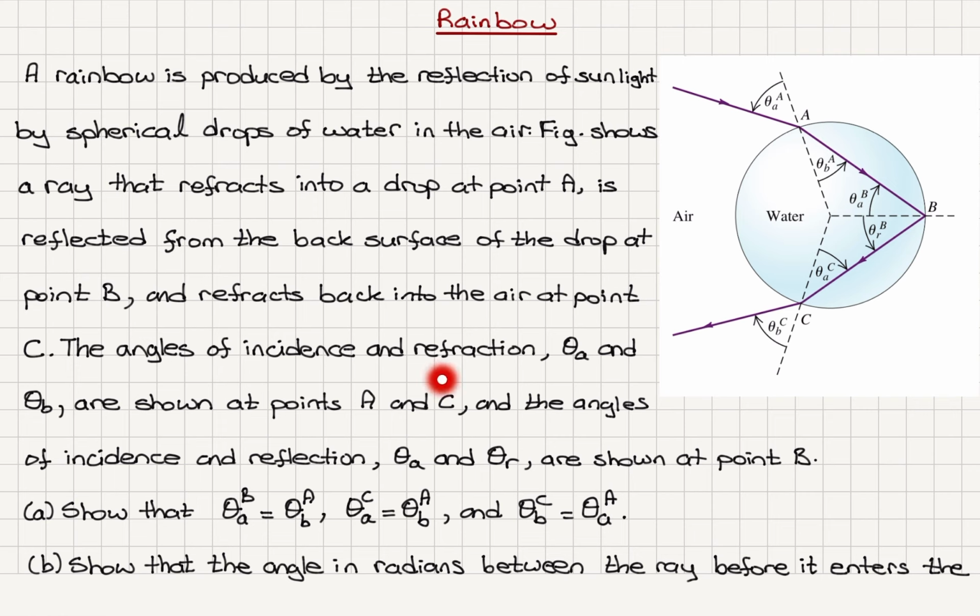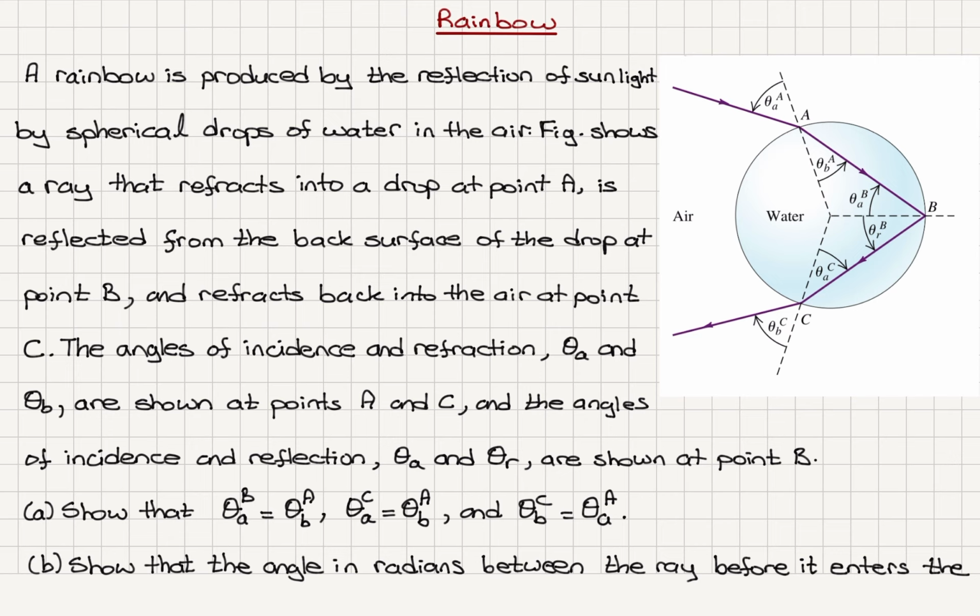The angles of incidence and refraction, theta sub A and theta sub B, are shown at points A and C, and the angles of incidence and reflection, theta sub A and theta sub R, are shown at point B. Part A, show that the angle of incidence at point B is equal to the angle of refraction at point A. The angle of incidence at point C is equal to the angle of refraction at point A, and the angle of refraction at point C is equal to the angle of incidence at point A. So we have to show these three.